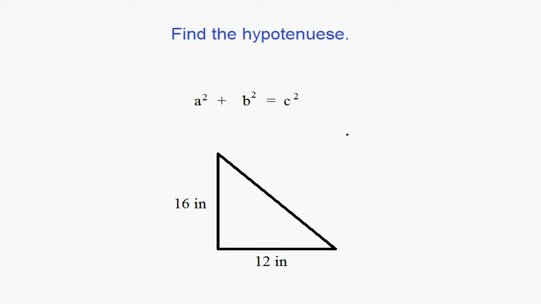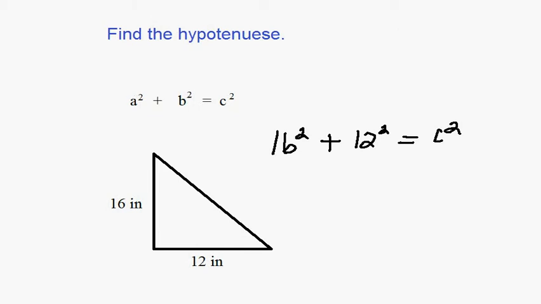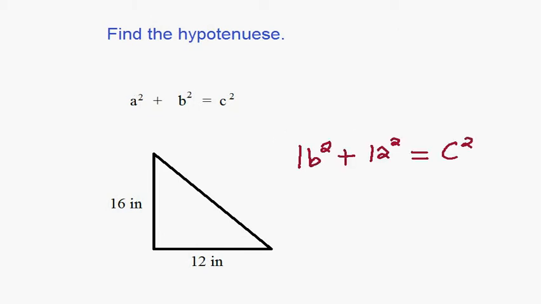Leg A is 16 inches. Leg A is represented by a squared. Leg B is 12 inches. And leg B is represented by b squared. So we now have 16 squared plus 12 squared equals c squared. C squared is represented by the hypotenuse. Please do not forget to add the exponents when plugging the information into the formula.